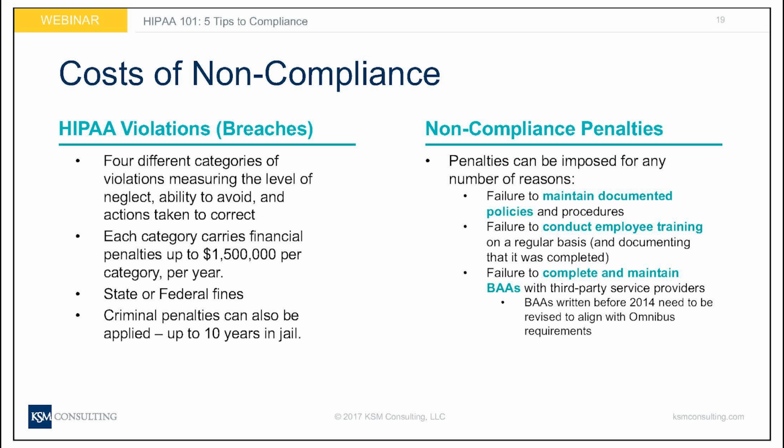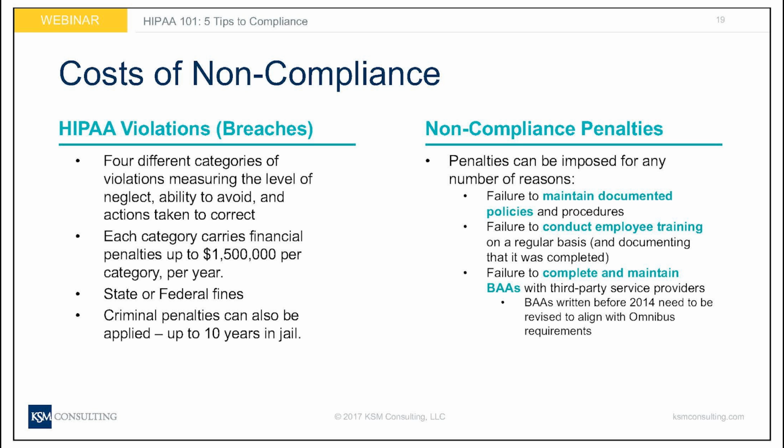And there are any number of reasons that you could be imposed a penalty, but some of the most recent ones and things that I would consider to be low-hanging fruit: failure to maintain documented policies and procedures, failure to conduct employee training on a regular basis and also documenting that it was completed, and then failure to complete and maintain your BAA with your third-party service providers. Really 2 parts there. One is to complete and maintain those BAAs, but also for those of you on the phone who are saying to yourself, okay, good, I've got my BAA in place.